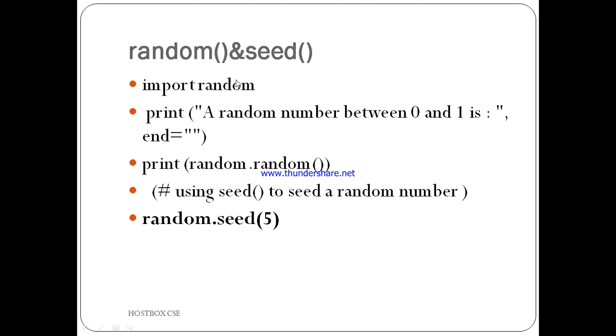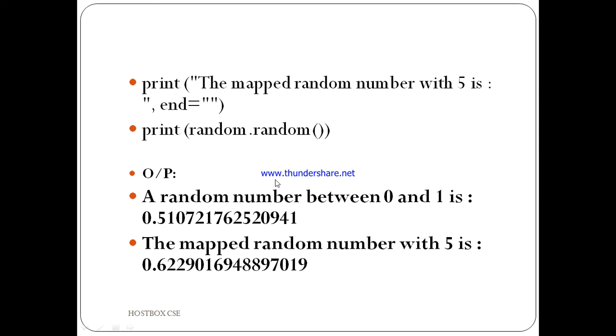Now we come to the next two operations here, the functions random and seed. These are the functions whose description I already told you. Now we see a small example here: import random, print a random number between 0 and 1, and print random dot random. Then we can use seed to seed a random number. So I am going to insert the new number 5 in the small program here. Print the mapped random is 5 and then print of random dot random. Finally it prints the output: random number between 0 and 1 is some number, and the mapped random number with 5 is 0.62626290 and so on. This also varies based on the execution.